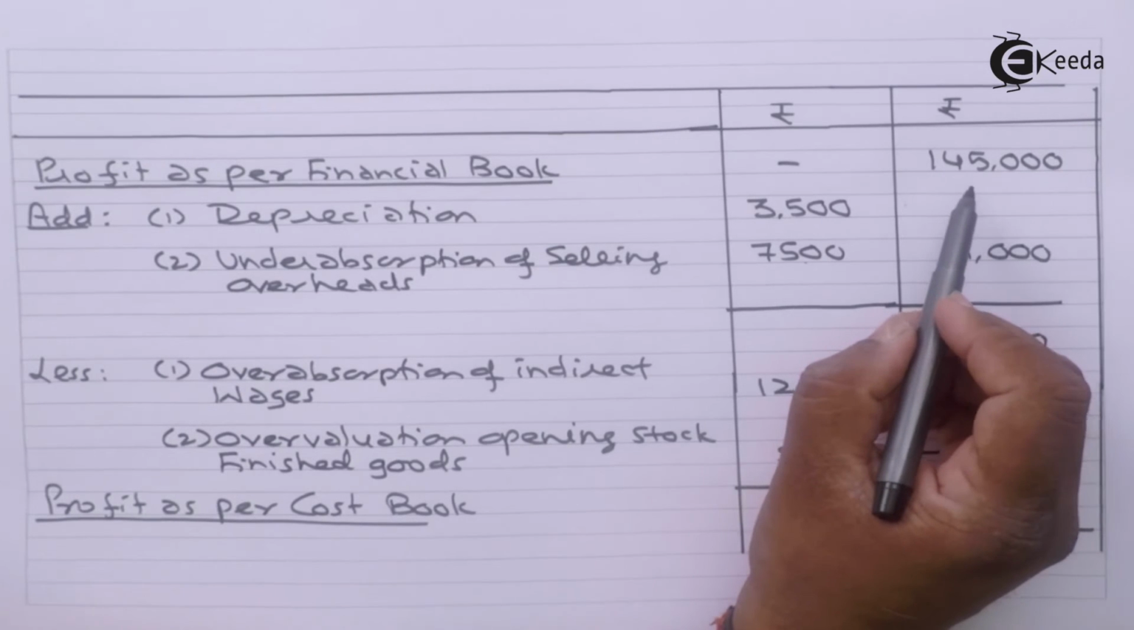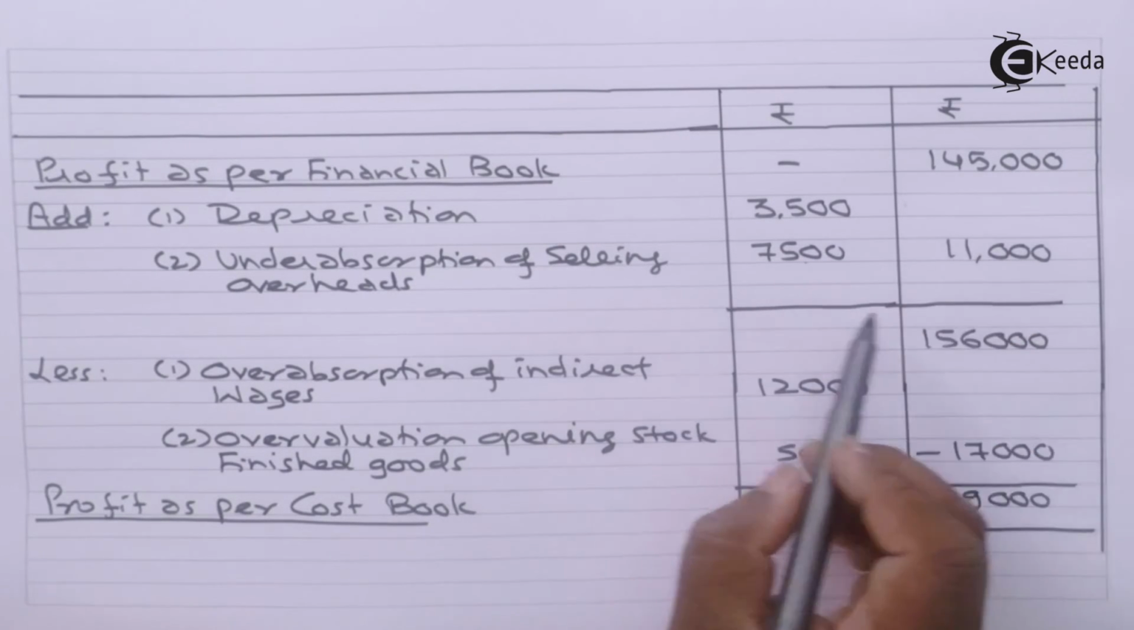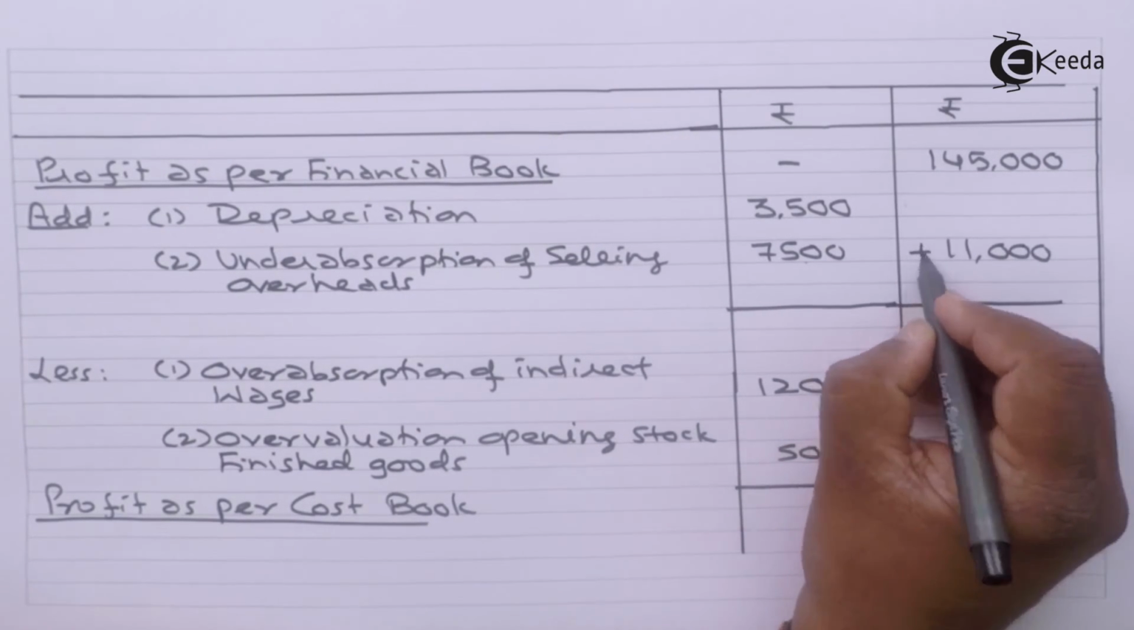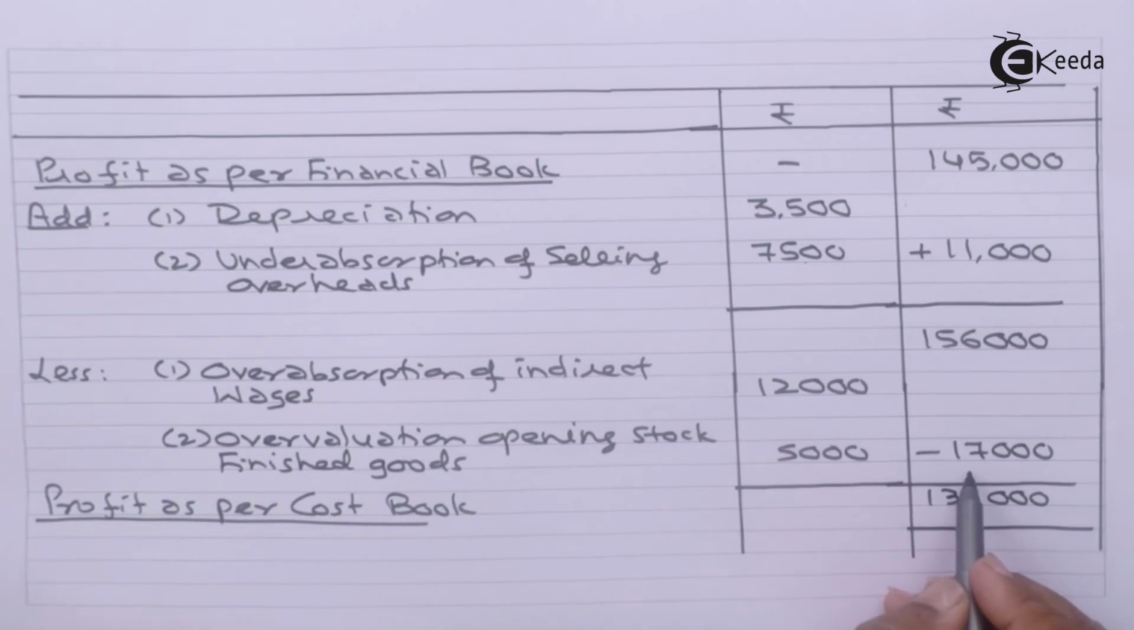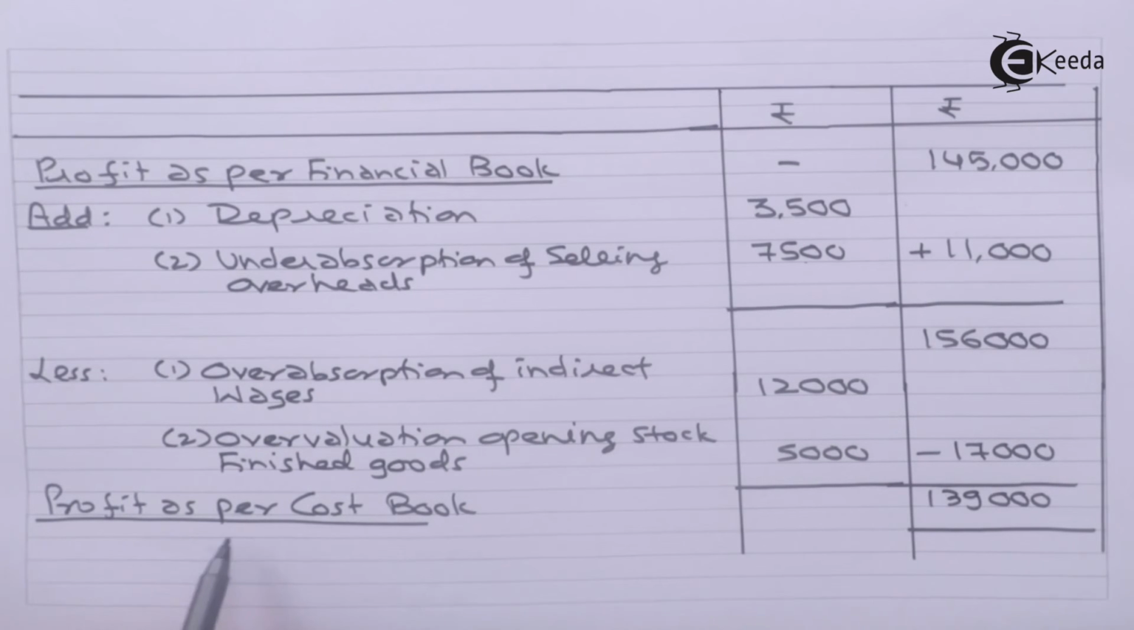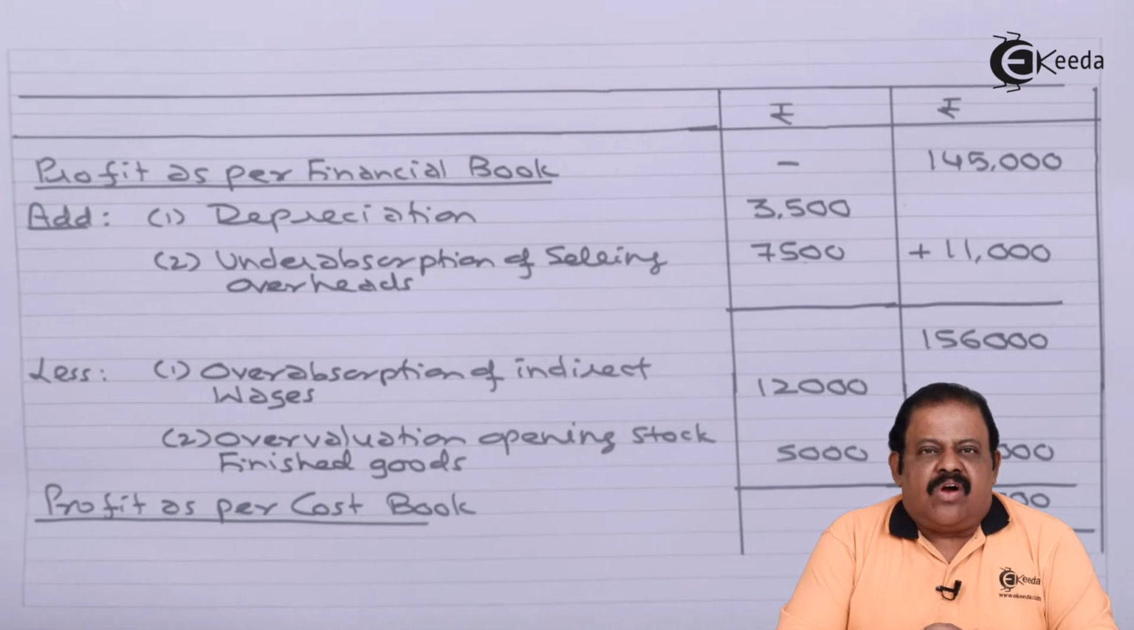1,45,000 is profit as per financial book. To this we have added this 11,000. It is 1,56,000. These two negative figures we have deducted, 17,000. Finally we arrive at profit as per cost book 1,39,000. If this figure comes negative, then it should be considered as loss as per cost book. So we have solved a question where we are not having both the figures as per financial book and cost book.